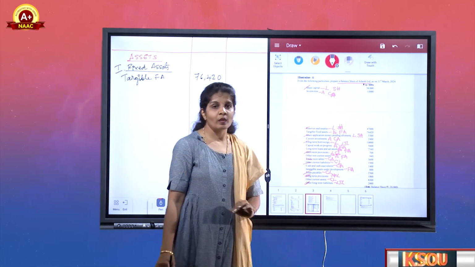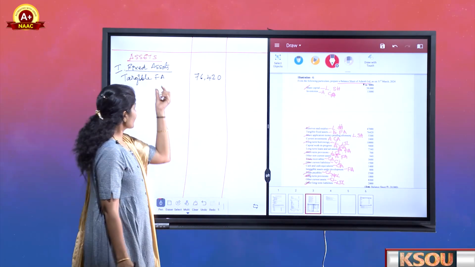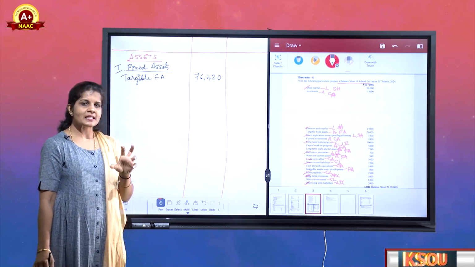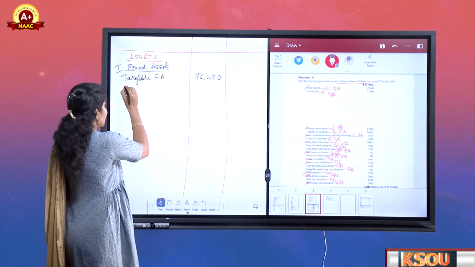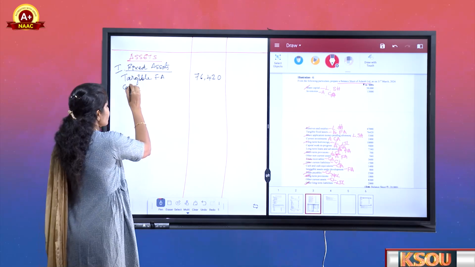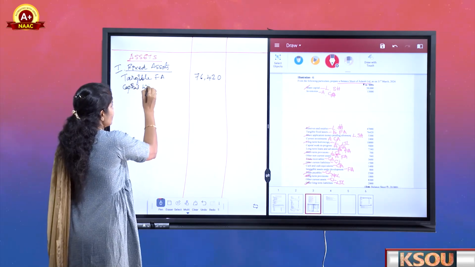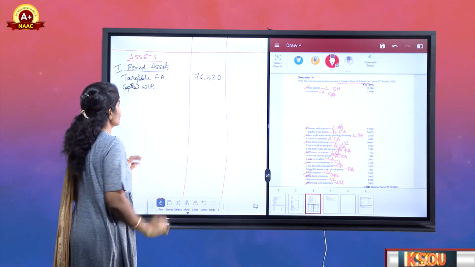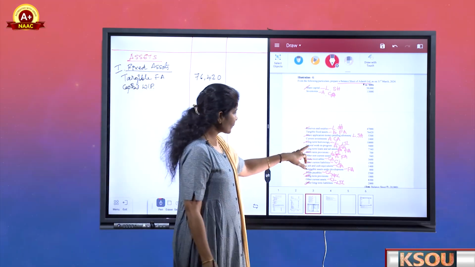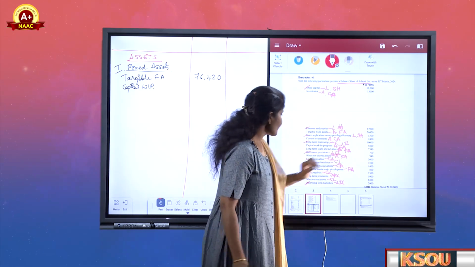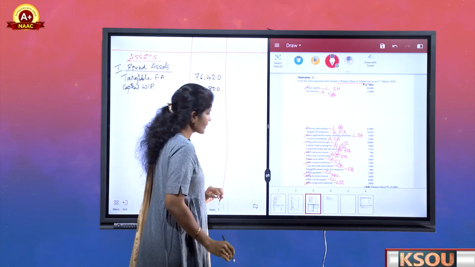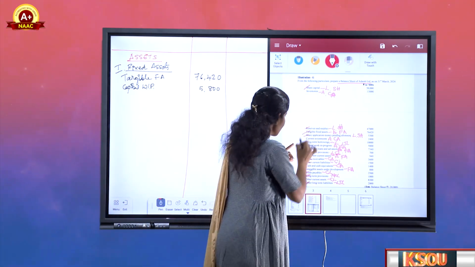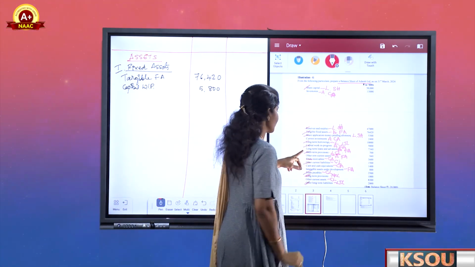And capital work in progress. Capital work in progress is also a tangible fixed asset, but since it is under development, under construction, we will take that as capital work in progress only. The amount is 5,800. So we have taken tangible fixed asset, then capital work in progress.